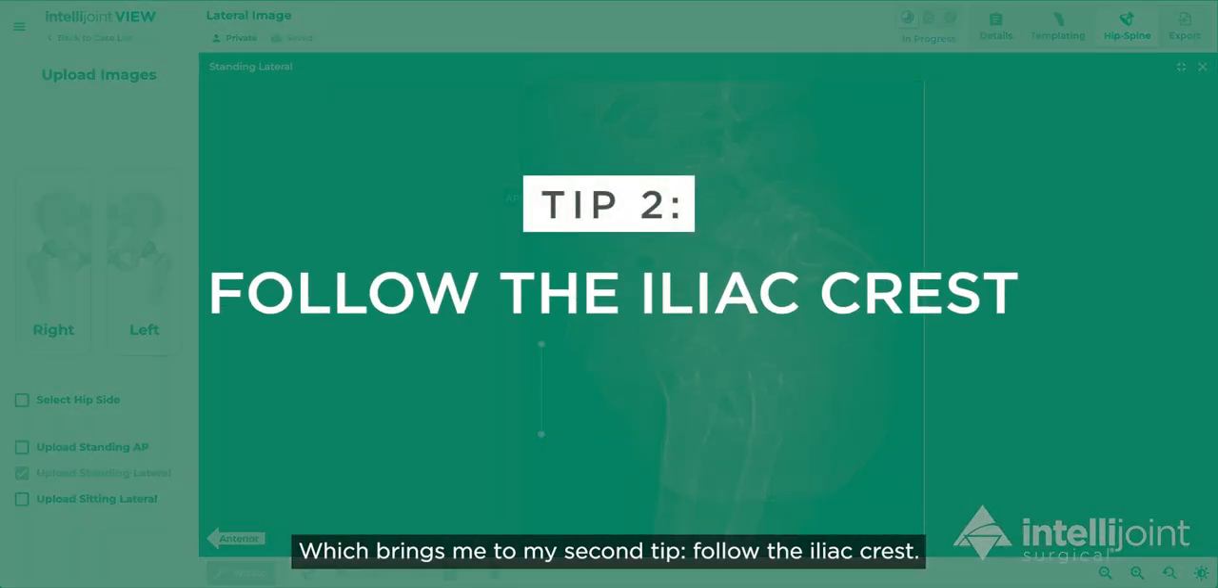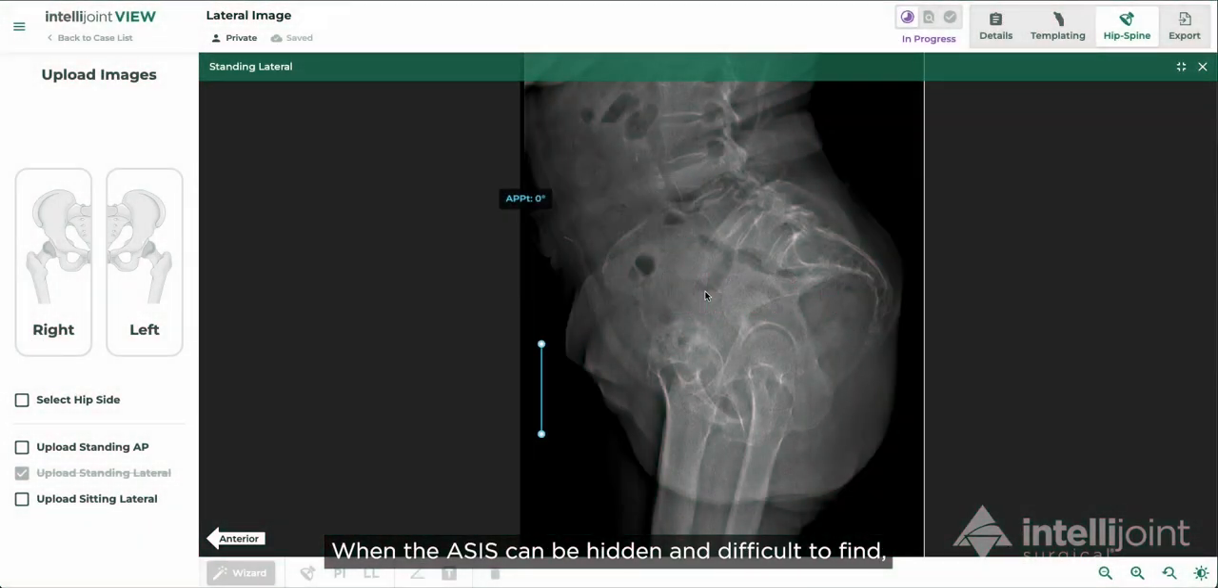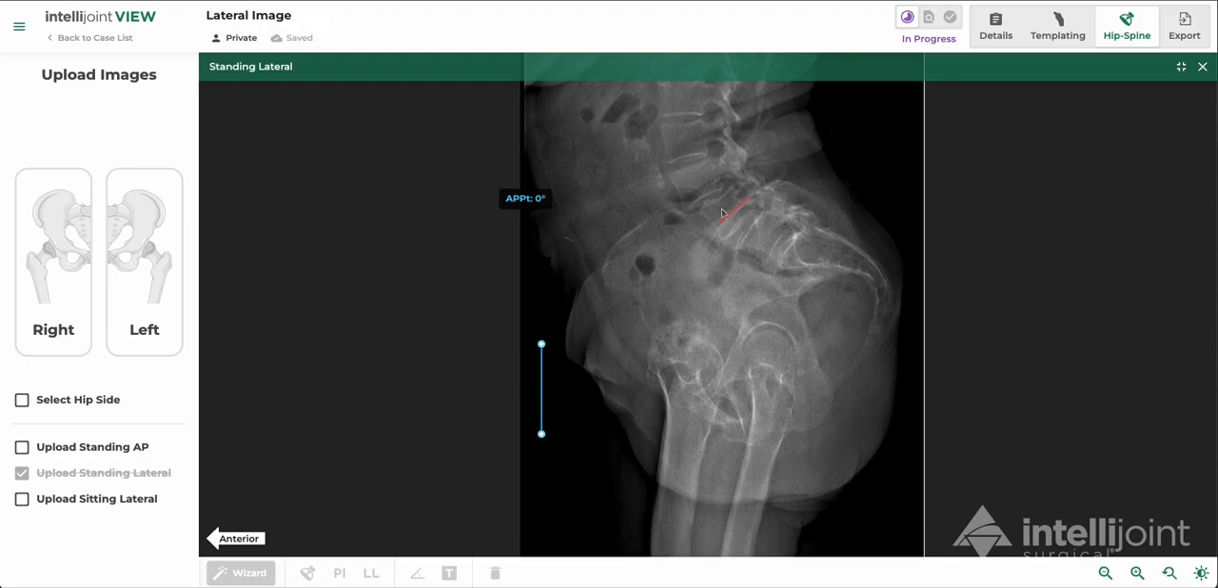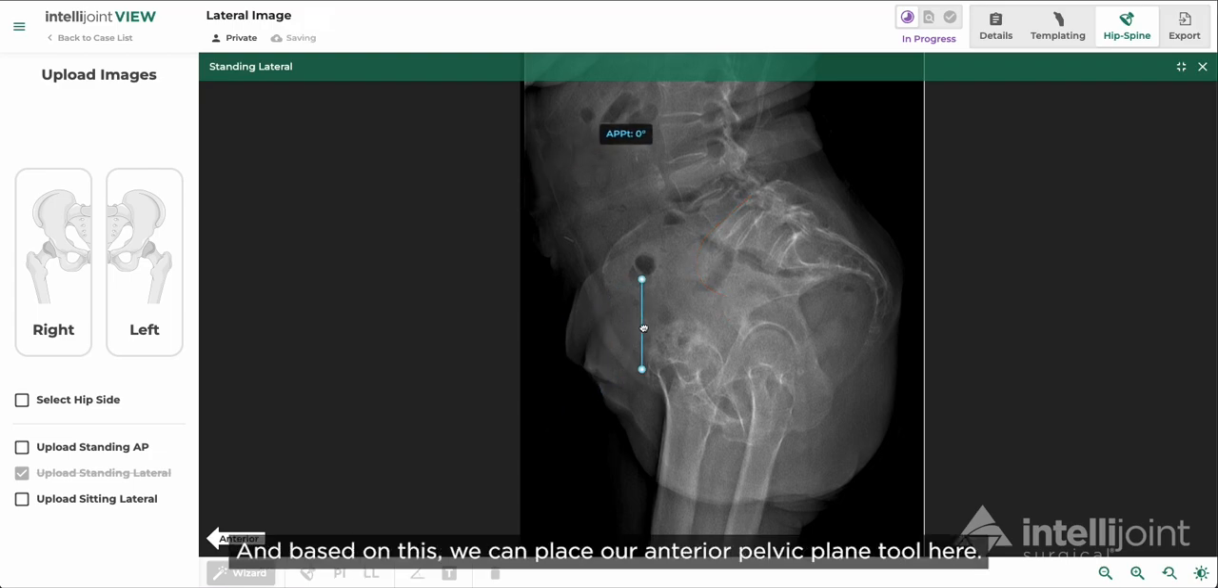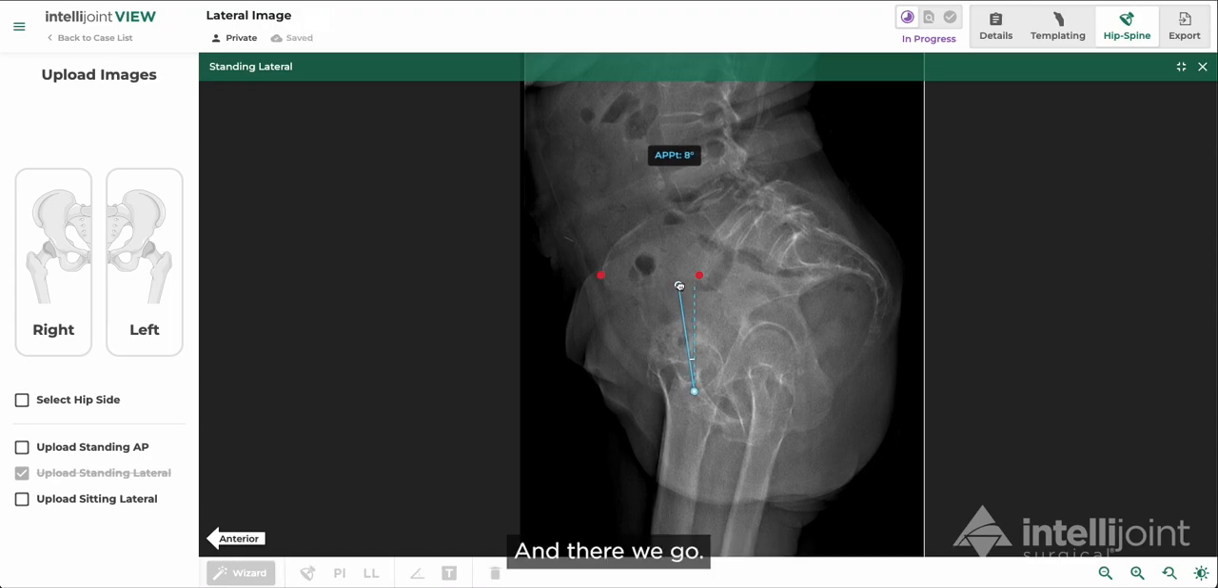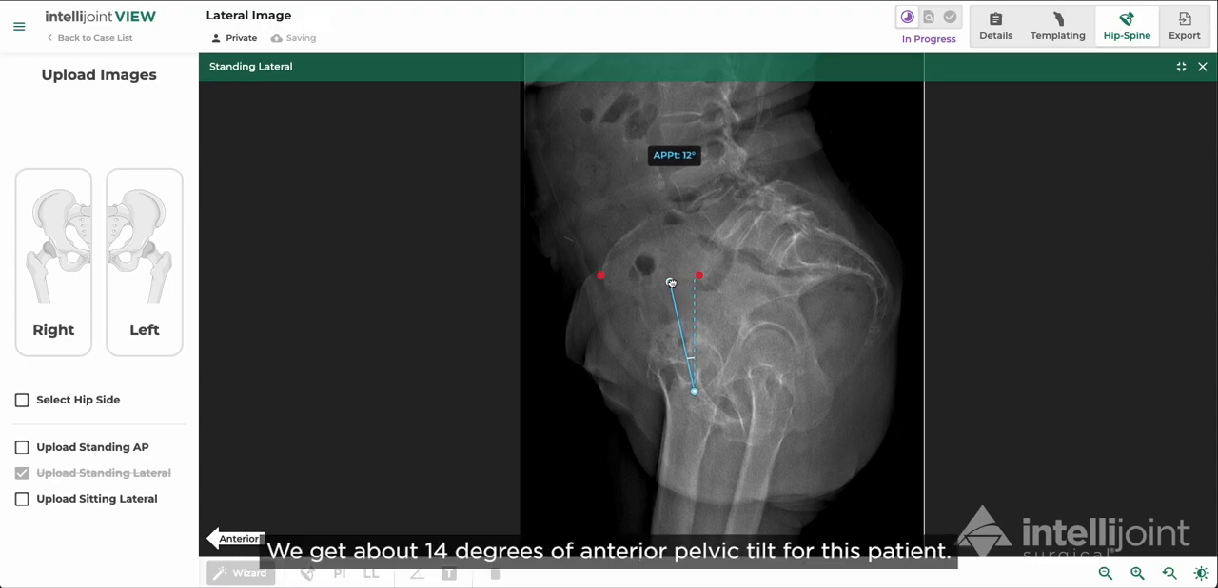Follow the iliac crest. When the ASIS can be hidden and difficult to find, it can be helpful to follow the iliac crest down along the shape of the pelvis to approximate the landmark. So we see our iliac crest coming down along here. And based on this, we can place our anterior pelvic plane tool here. And there we go. We get about 14 degrees of anterior tilt for this patient.